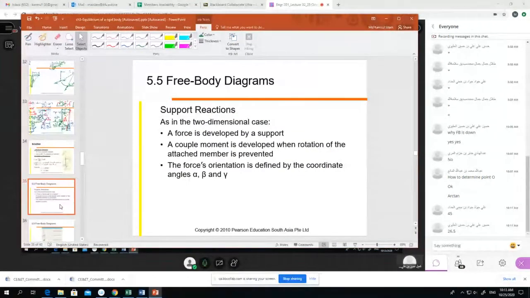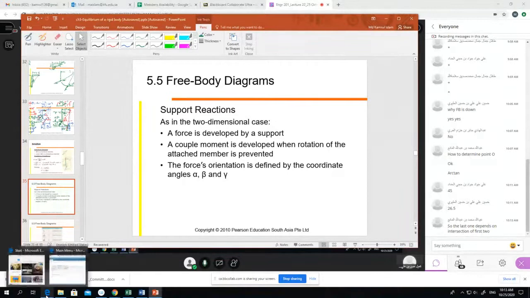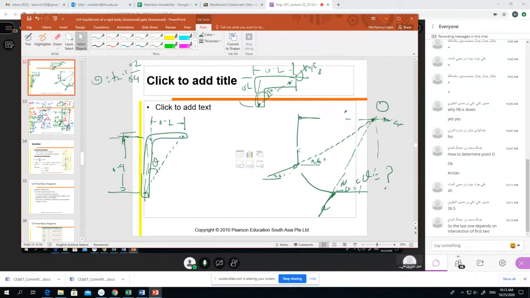Maybe today we will not have time to study a problem. So the last one depends on the intersection of the first two. Yes, Abdullah, correct. You're trying to understand. Thank you very much. Yes, so the last one will depend on the first two.